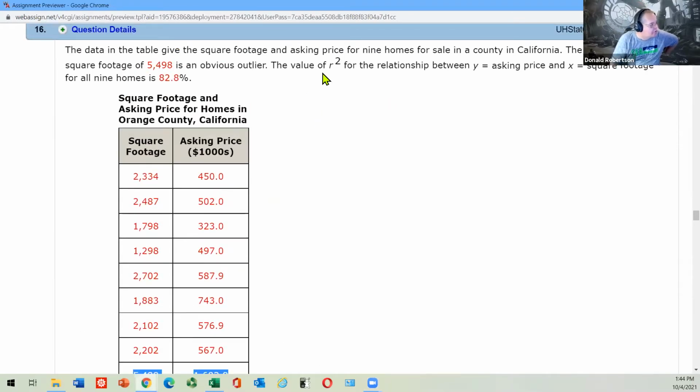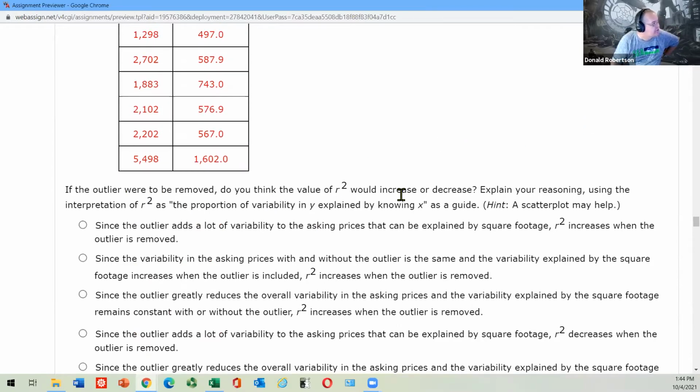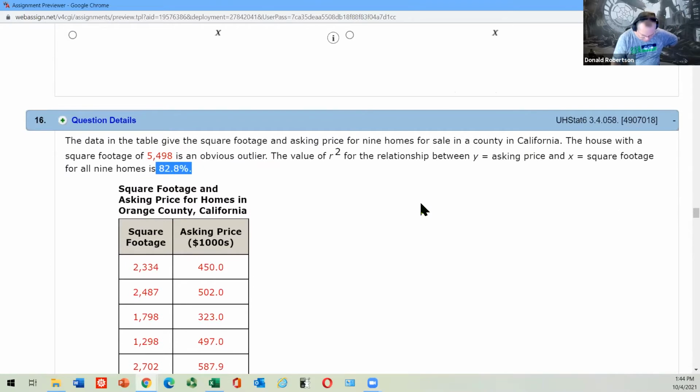The value of R squared for this relationship is 82.8%. If the outlier was removed, do you think that the R squared would increase or decrease? Well, this is another weird property of what outliers can do. So before we answer that question, I'm going to show you the effect that this could have on your answer.